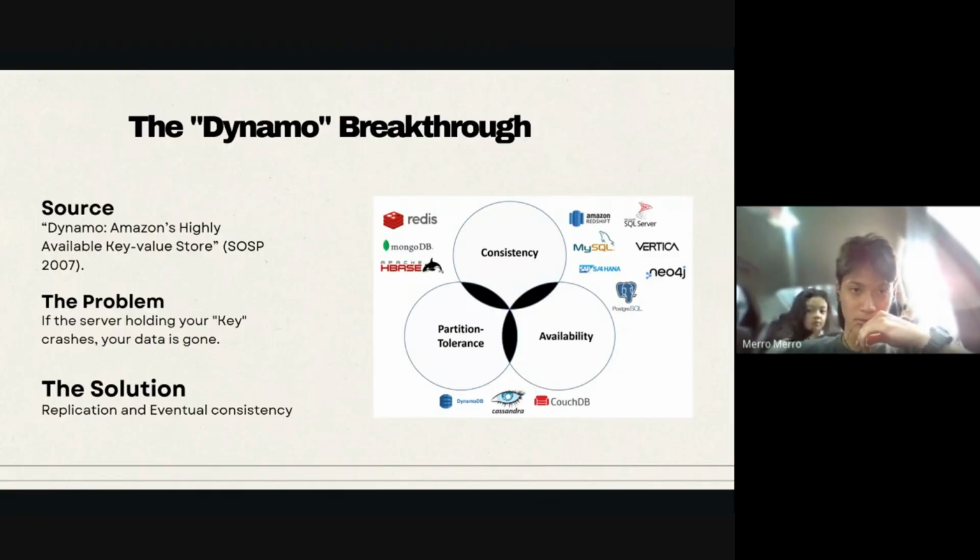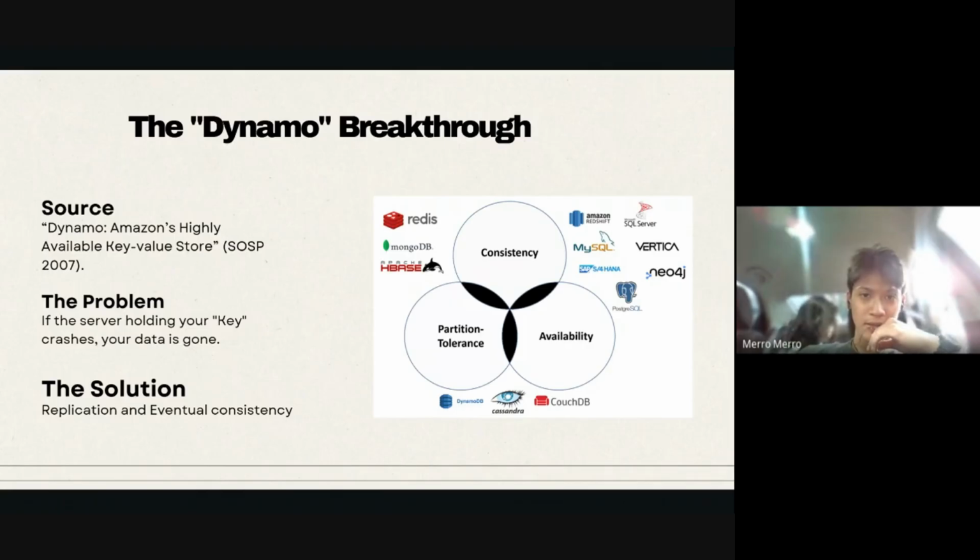If the server responsible for storing a particular key crashes, the key, and therefore the data associated with it, would be inaccessible or lost. In large-scale distributed environments, this risk becomes unacceptable, especially for systems that must operate continuously. Dynamo's solution was to use replication combined with eventual consistency rather than relying on a single server to hold the key. Dynamo distributes and replicates the key across multiple nodes. This ensures the system remains resilient even when individual machines fail.